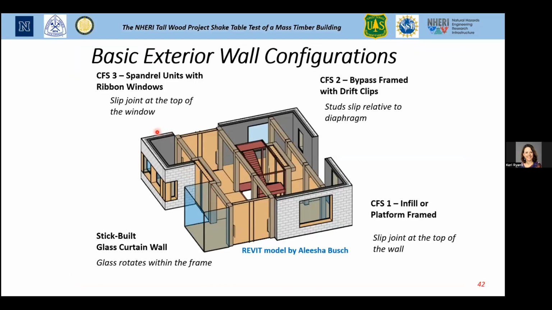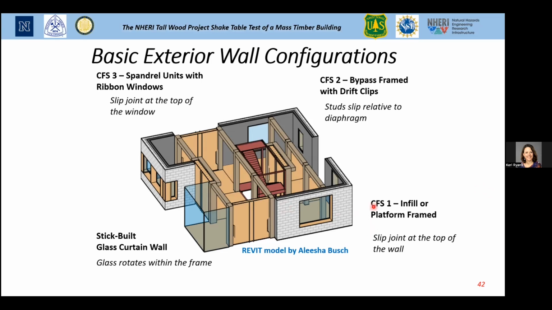In the next visual, you see a snapshot of a single story. So 3 of the sub-assemblies are cold form steel framed. They could also be wood framed, but the cold form steel industry was interested in participating in this test. So you go with where the resources are sometimes. Exactly.